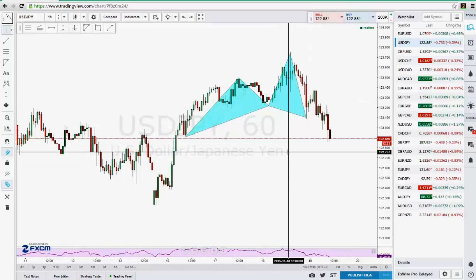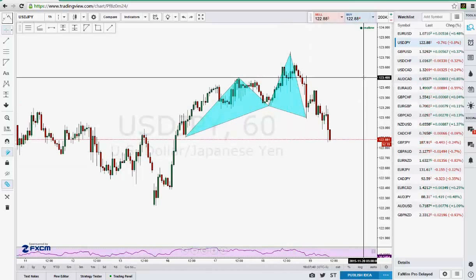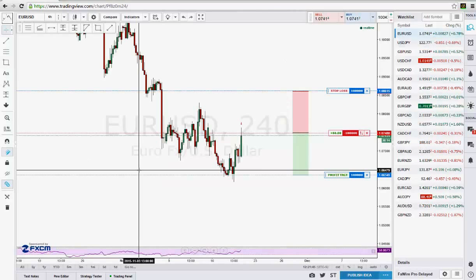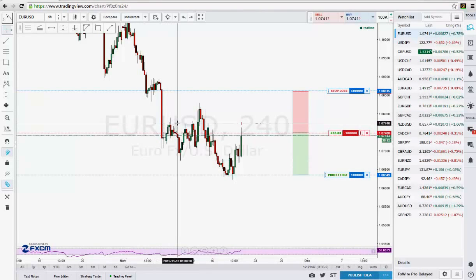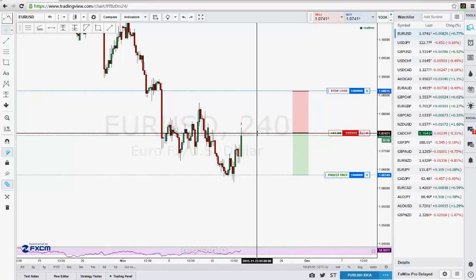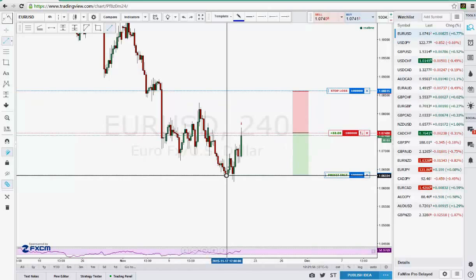Now I'll go through the charts and show you a couple of things that I'm looking at going into next week. So the first pair that we're going to look at going into next week is the euro dollar. As you can see, I'm already short the euro dollar, but I think that this would be a good trade even if the market comes up a little higher.